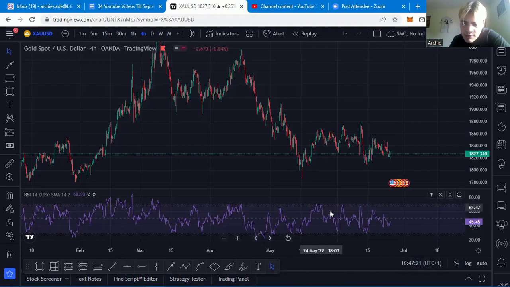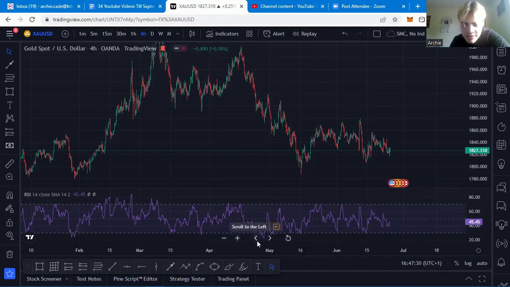Now you can see this purple line bouncing between these two zones, sticking in the middle, going over the top sometimes, and coming down below, going further down than 30. This indicator basically shows us whether the market is oversold or overbought. Overbought is up here at the 70 level, and oversold is down here at the 30 level.